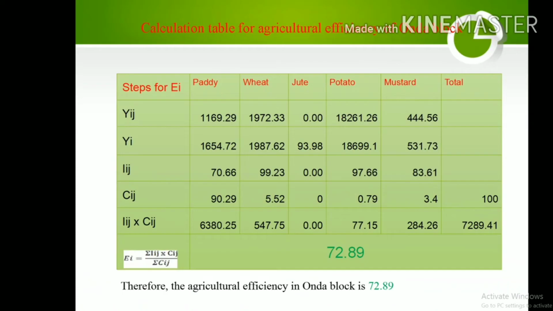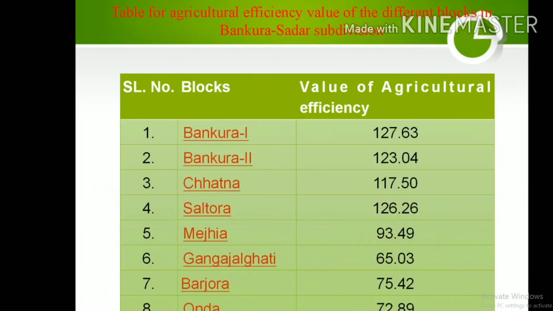So, after calculating the EI, that is agricultural efficiency for all the blocks, you have to make a table for the same. In this table, anyone can see the agricultural efficiency value for all the blocks at a glance. The highest value among all the blocks is 127.63, which falls under Bakura 1 block, and the lowest agricultural efficiency is 65.03 for Gangajal Ghati block.